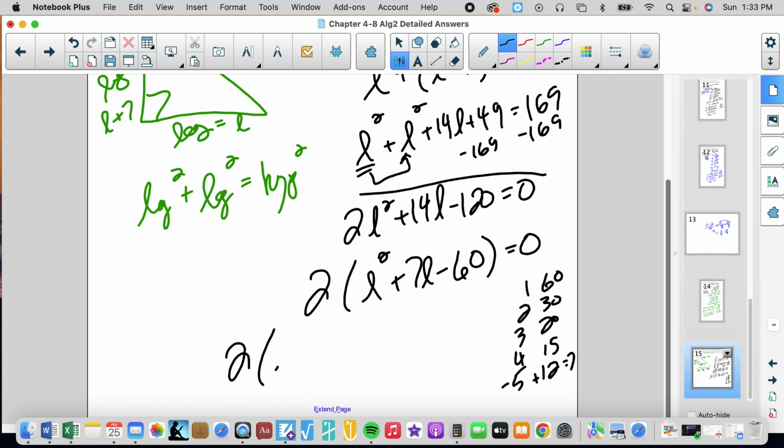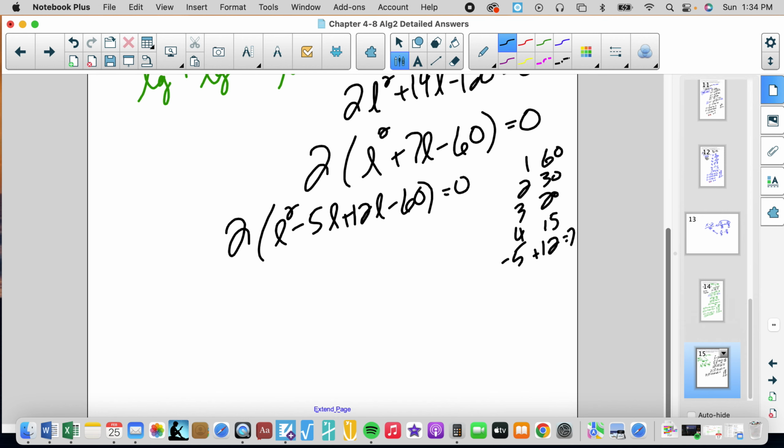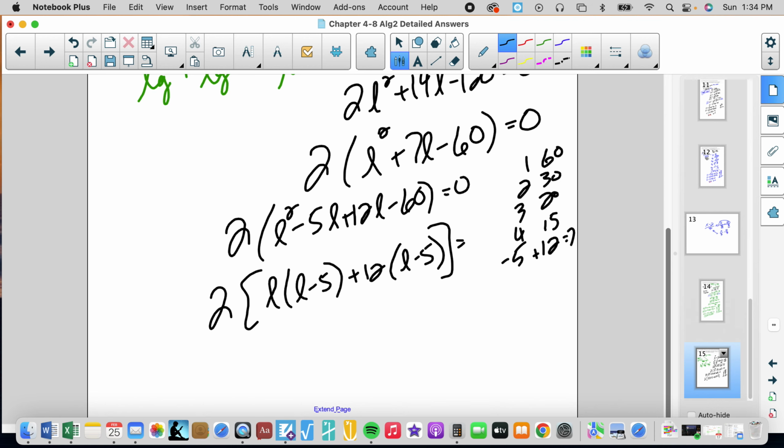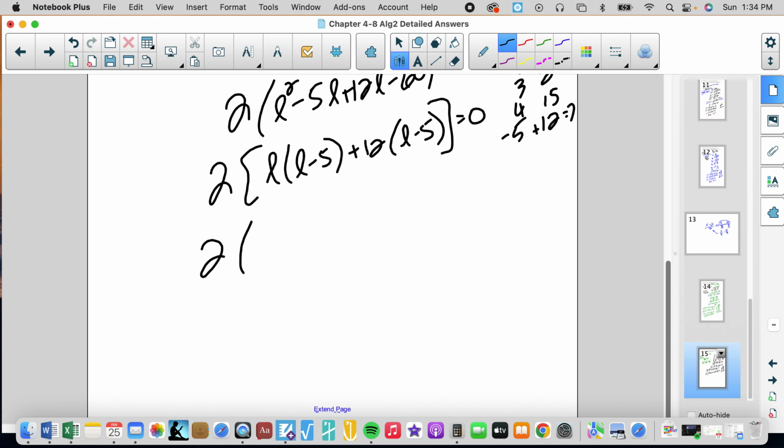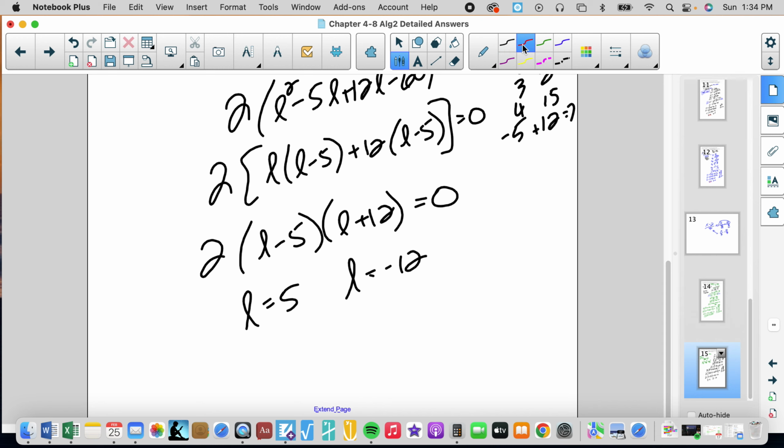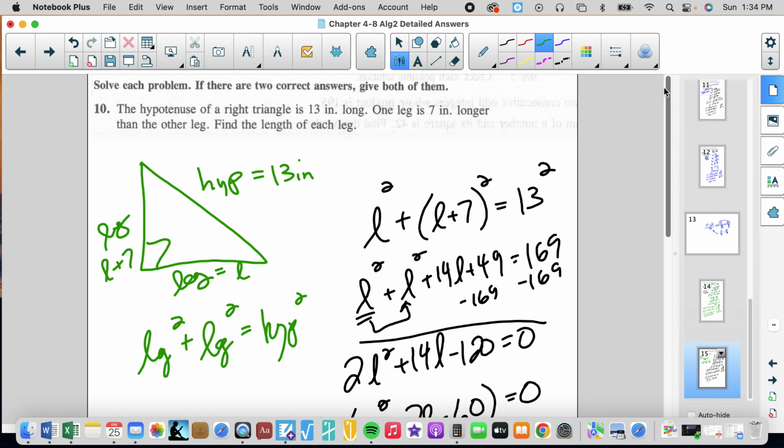So we get 2L squared minus 5L plus 12L minus 60 equals 0. Factor out an L, we get L minus 5. Factor out a 12, we get L minus 5 equals 0. 2 times L minus 5, L plus 12 equals 0. L is going to equal 5. L is going to equal negative 12. Can't have a negative length, so 5 is my only length.